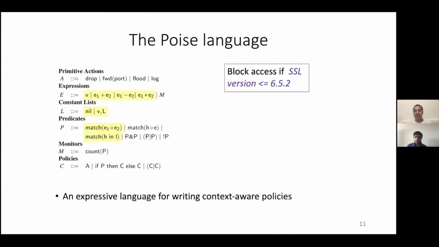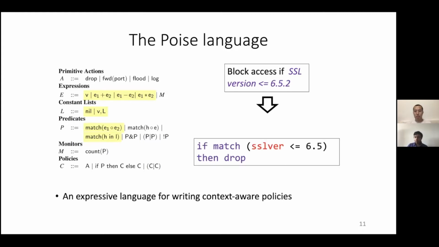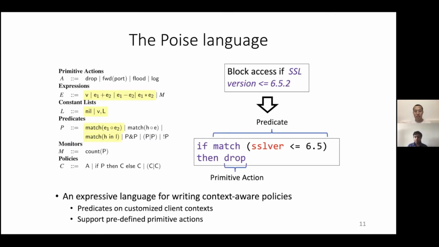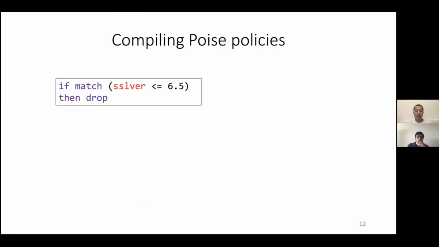Let's take an example and see how it works. For instance, I want to write a policy that says if the SSL version is small, then we should block the access. It's going to be simple to write such a policy. First, we define a predicate. Then we define what we should do if the predicate is satisfied. In this case, we should drop. Then we just combine them together using if, then, else. That's it.